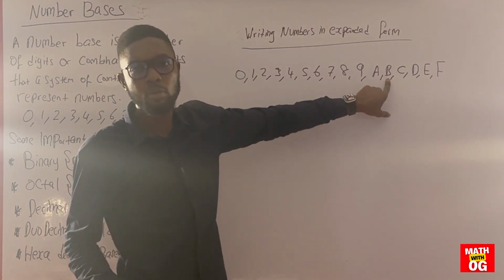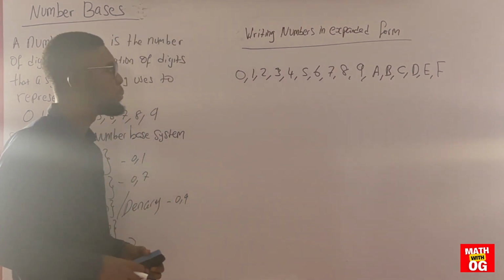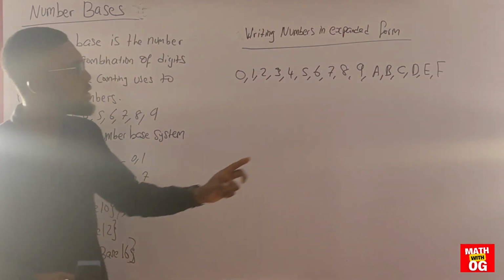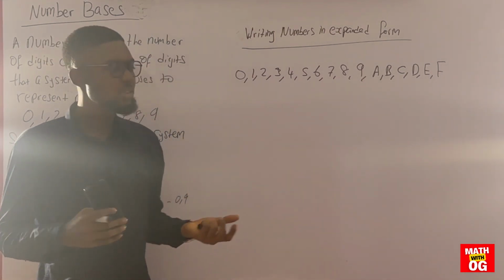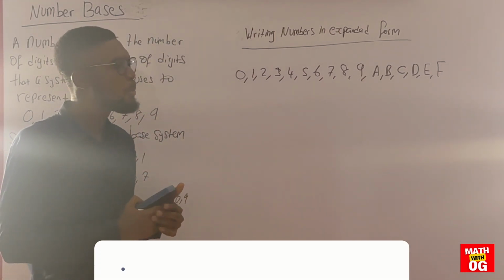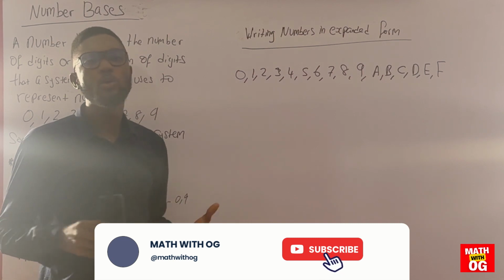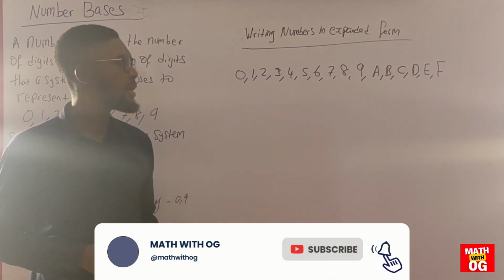So I will stop in B. So this is how you represent with alphabet the moment you get up to 10. Now the last thing we'll be looking at is writing numbers in expanded form. How do we write numbers in expanded form?